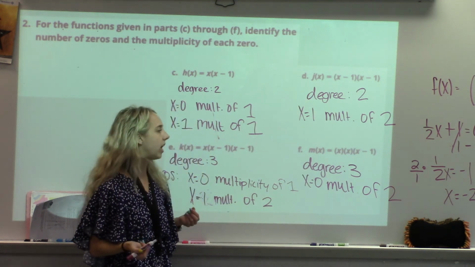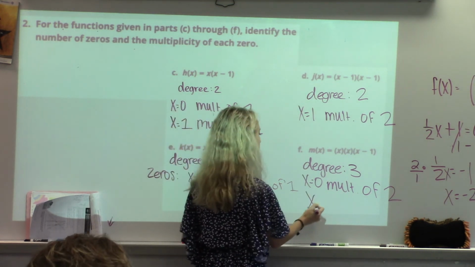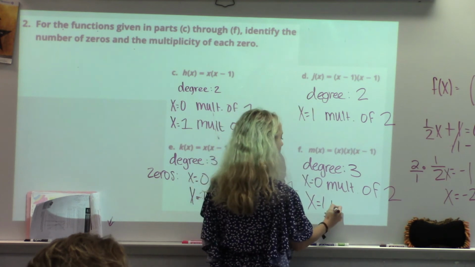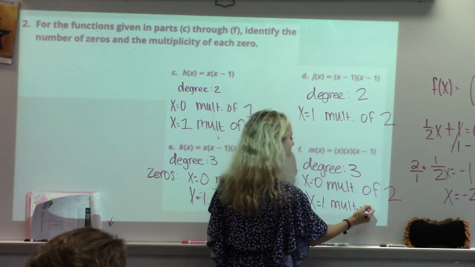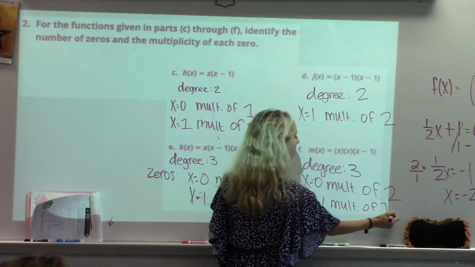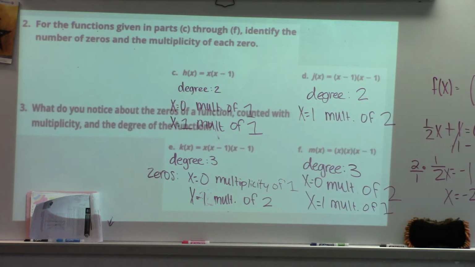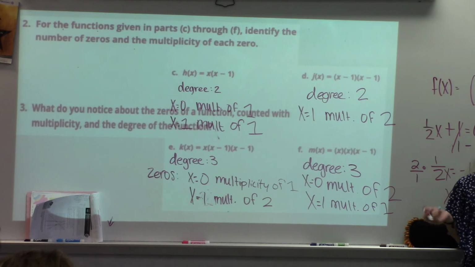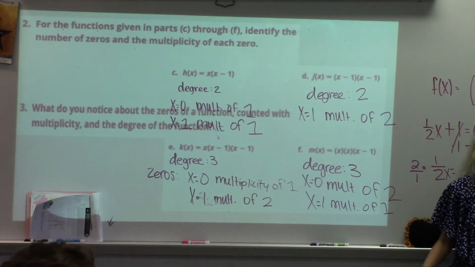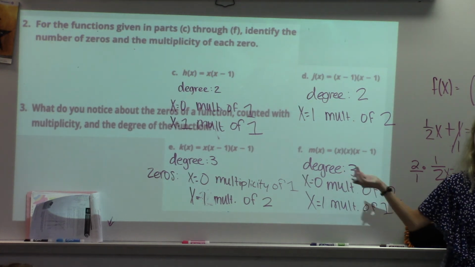And Momar, what's the last zero? 1. With a multiplicity? 1. Okay, so keep this. And now just look at number 3 and ask, what do you notice about the zeros of the function and then the degree that this function is?